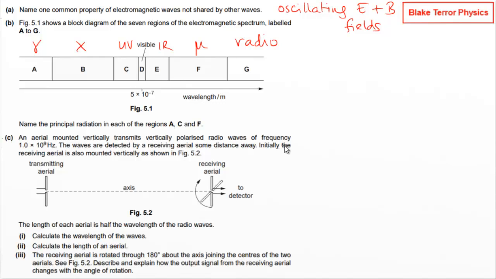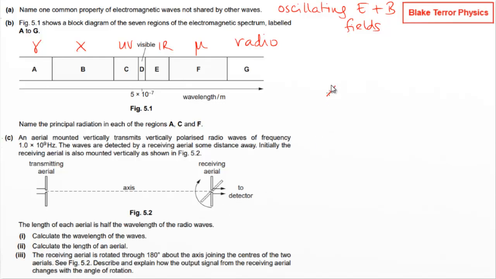Right, C, an aerial question. Right, we don't get many of those. It probably won't be that involved, but it's similar to polarization when they look at it normally. So an aerial mounted vertically transmits vertically polarized radio waves of frequency 10 to the 9 Hertz. Waves are detected by a receiving aerial some distance away. Initially the receiving aerial is also mounted vertically. The length of the aerial is half the wavelength of the radio waves. Calculate the wavelength of the waves.